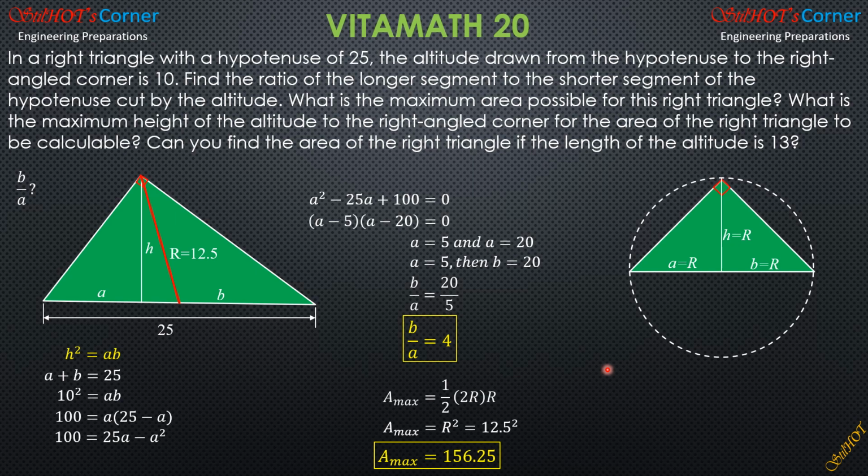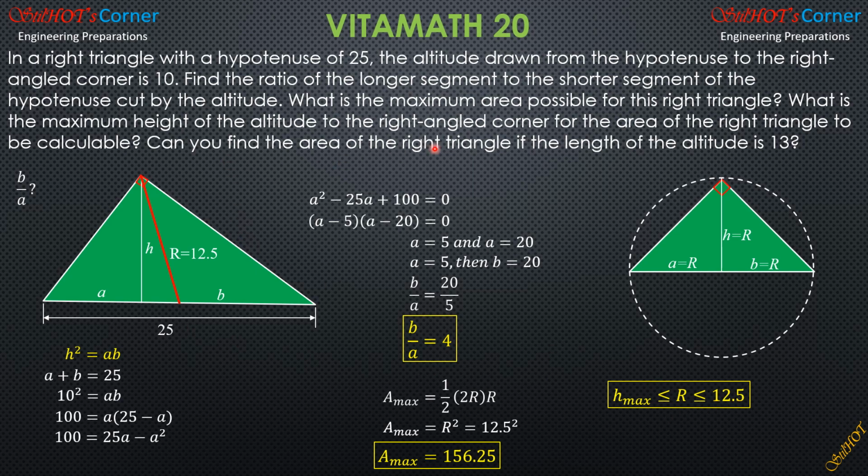Then what is the maximum height of the altitude to the right angled corner for the area of the right triangle to be calculable? So the maximum height for the area to be calculable is the radius of the circumscribing circle, which is 12.5. So h max should be less than or equal to R, and R is less than or equal to 12.5. So in this case, h max is 12.5.